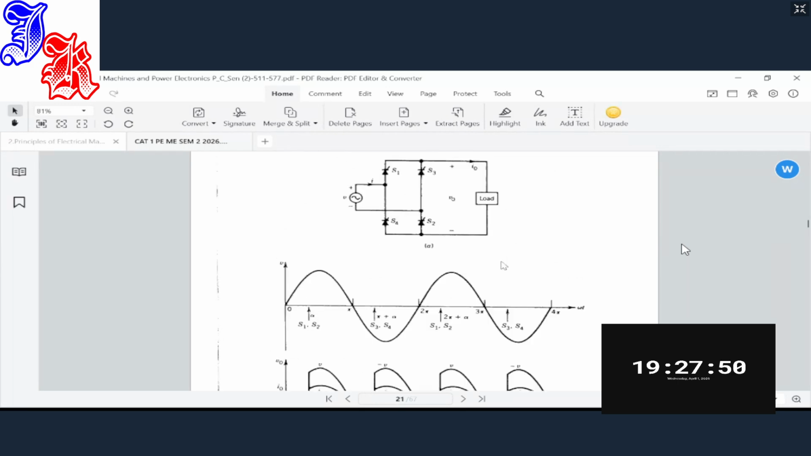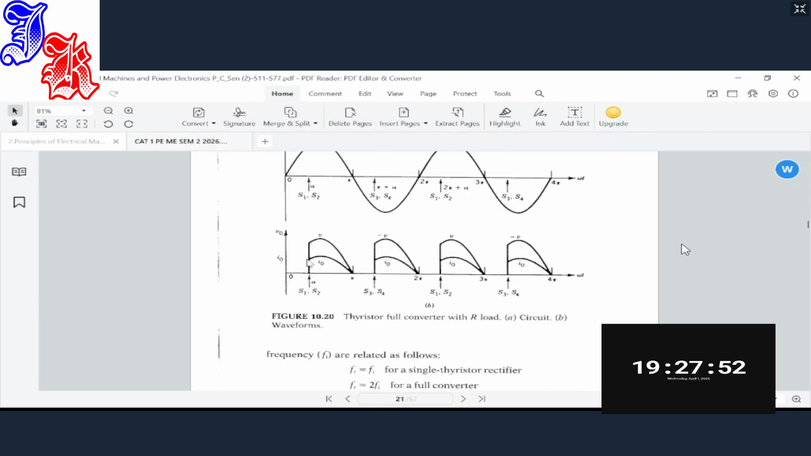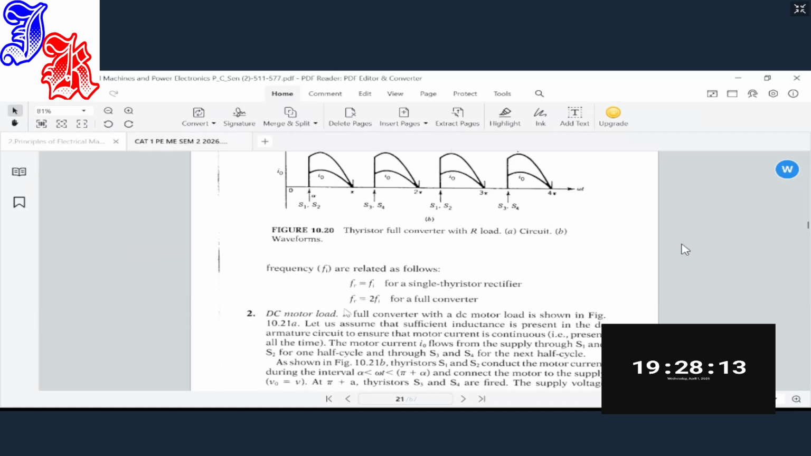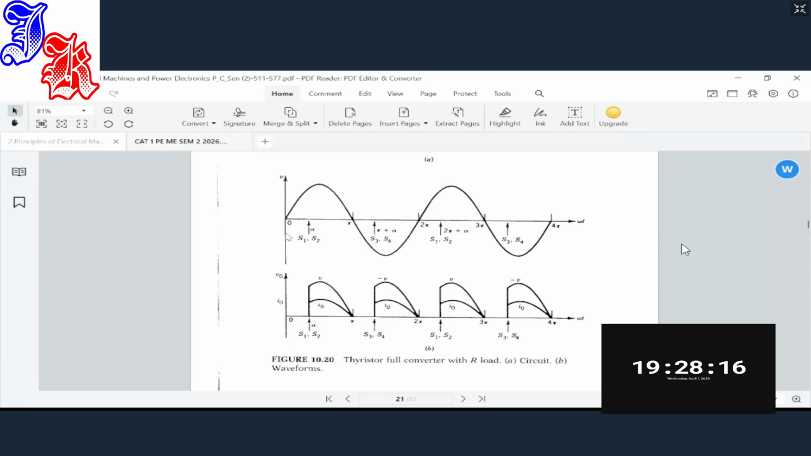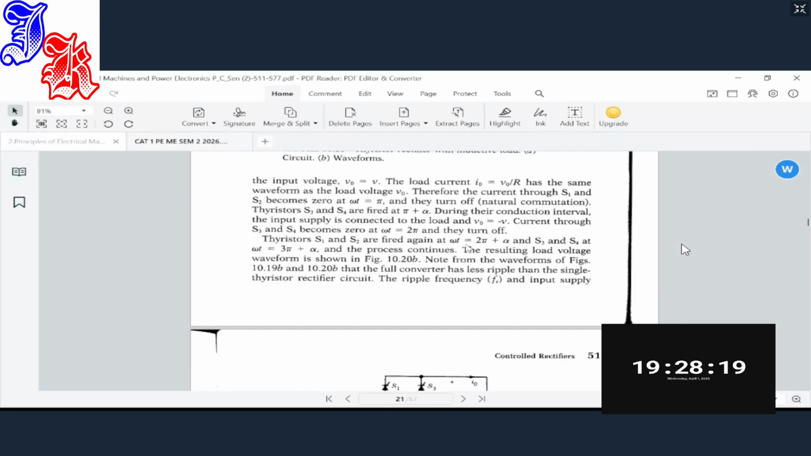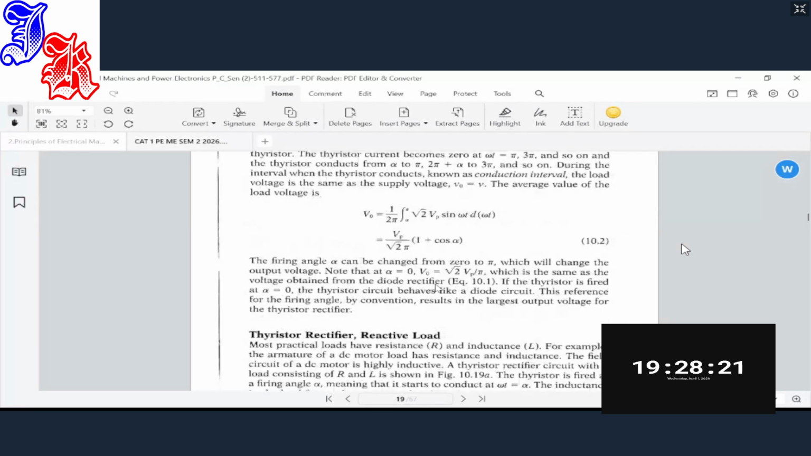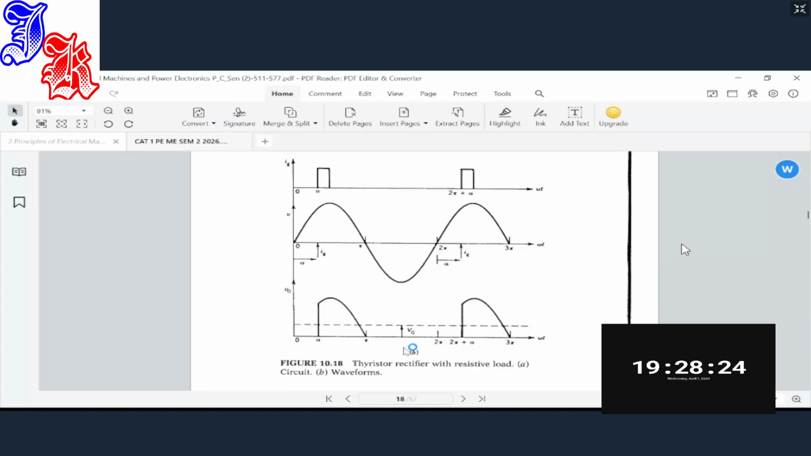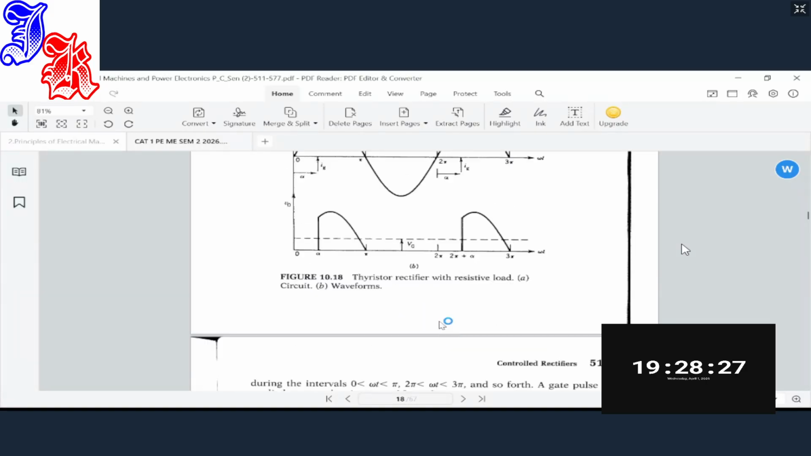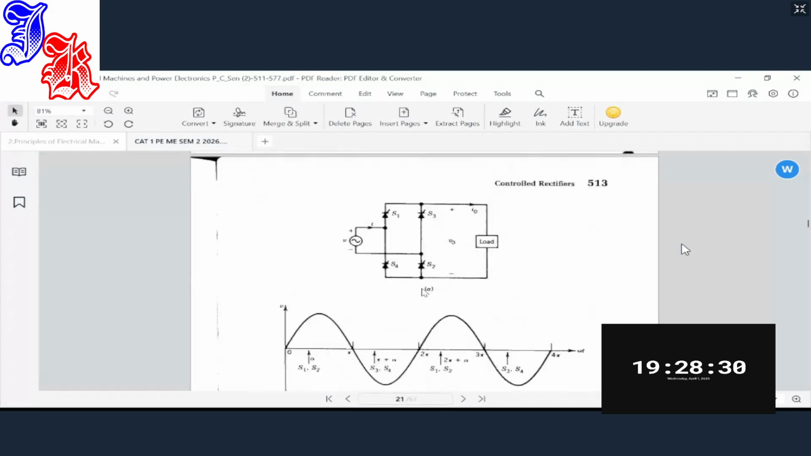But this is a purely resistive load, so you can see the current and the voltage are settling at the same time at pi. But the point is that now we are able to convert both the negative and the positive half cycle, and so the frequency of the output has increased by 2. For the first one, the negative cycle was not being rectified, but now we have increased the rectification by 2.